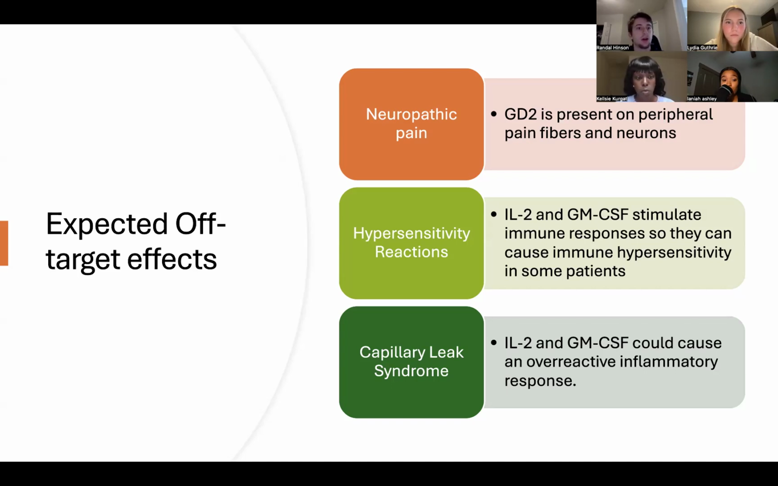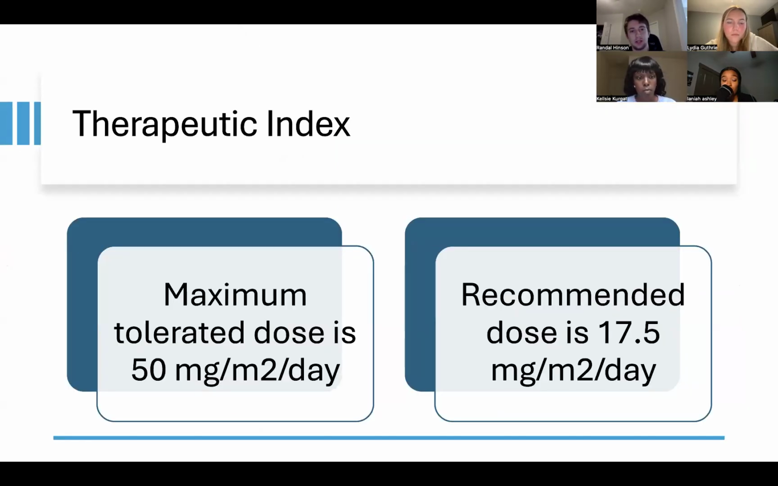As far as the therapeutic index goes, with the resources I had access to, I could not find a lower-end dosage that was effective for neuroblastoma treatment. I was able to find a maximum tolerated dose of 50 mg/m2 a day. That was for dinutuximab given with IL-2 and granulocyte-macrophage colony stimulating factor. The maximum tolerated dose will go up by a large margin if it's just the monoclonal antibody introduced.